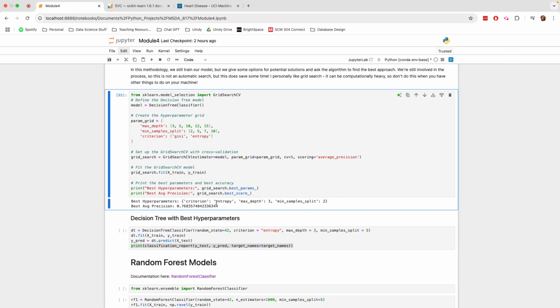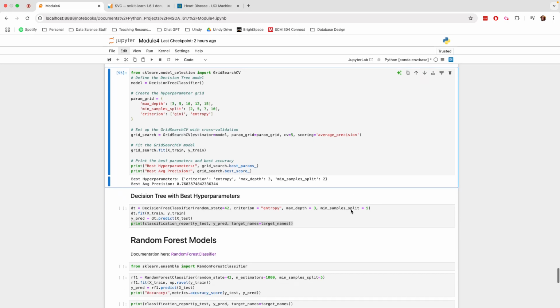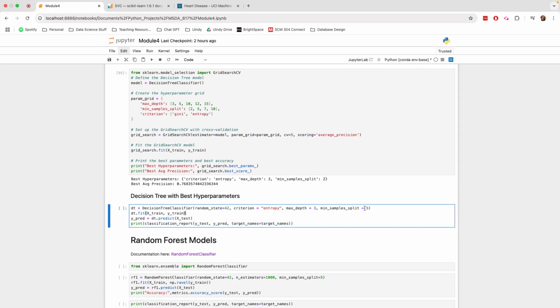And there we go. So it tells me the entropy criterion with a max depth of 3 and a minimum sample split of 2 is my best bet. So let's try it. And you'll see actually over here, this changed from earlier, which tells me that there's a little bit of randomness here. I didn't set my random state right here.